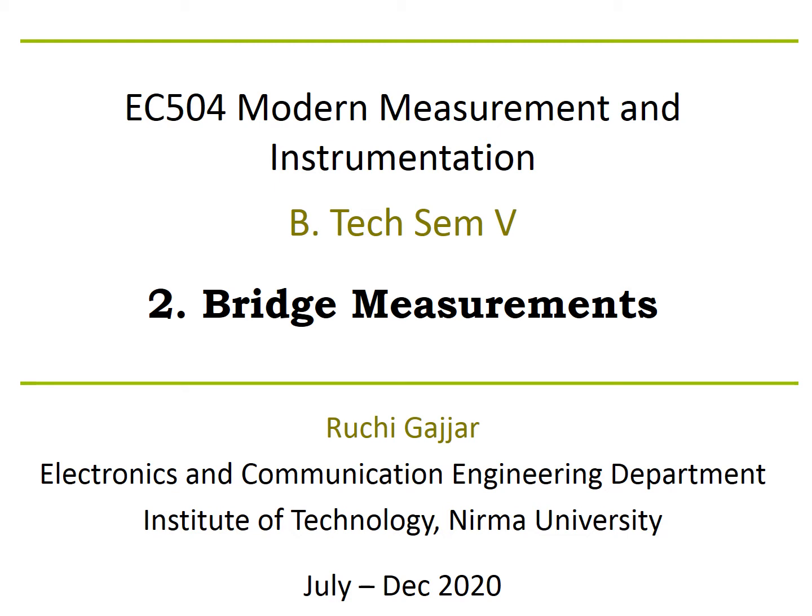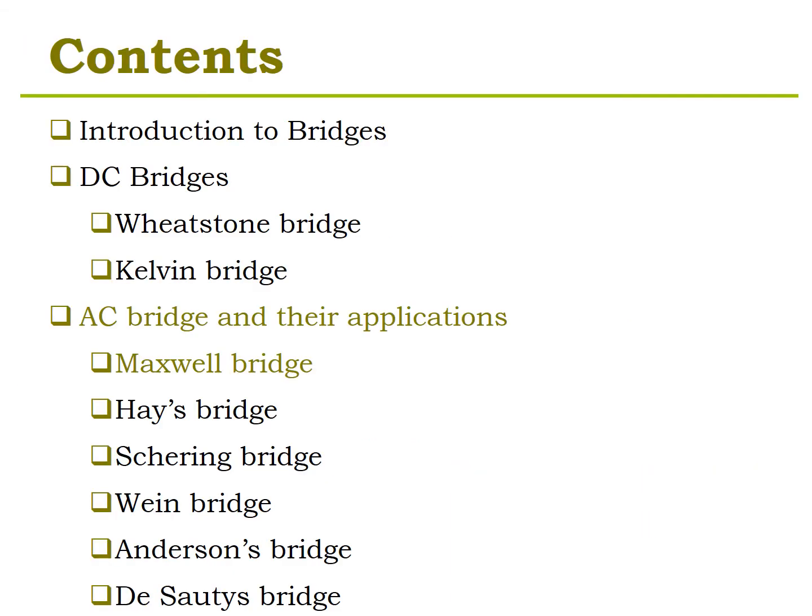We are studying the second chapter of this course, that is on bridge measurements. And so far in the previous lectures we have seen and studied DC bridges, and derived the expressions for unknown resistances in Wheatstone and Kelvin bridge.